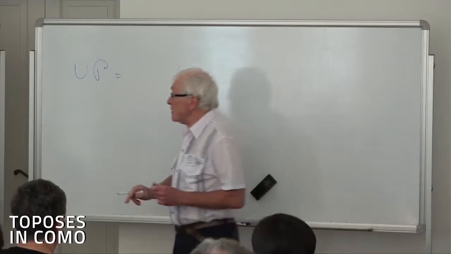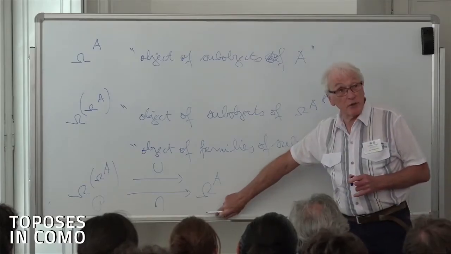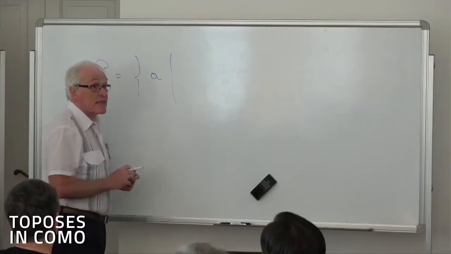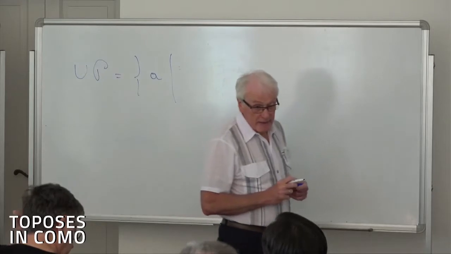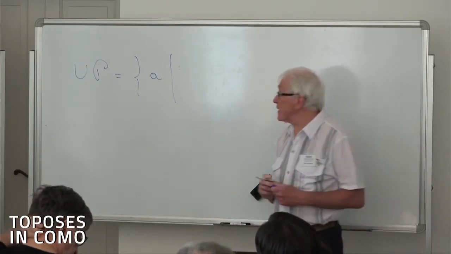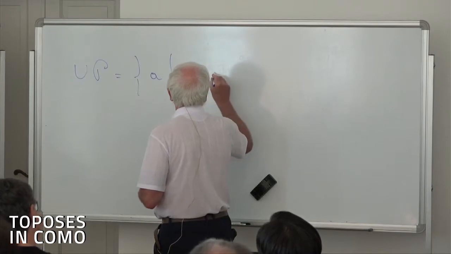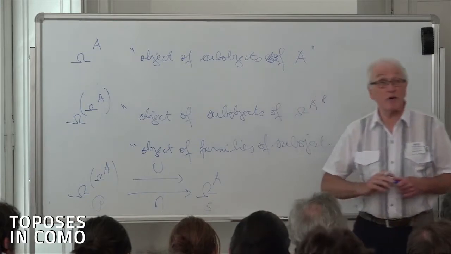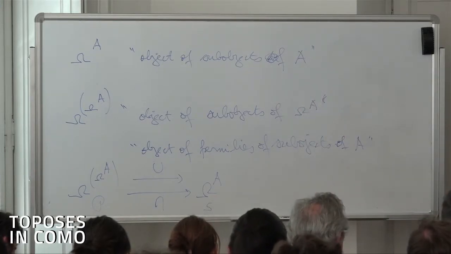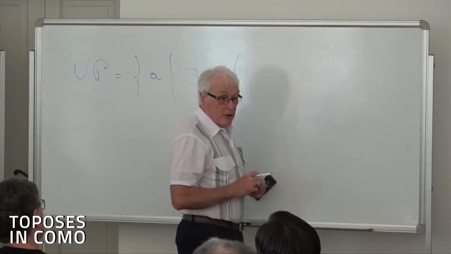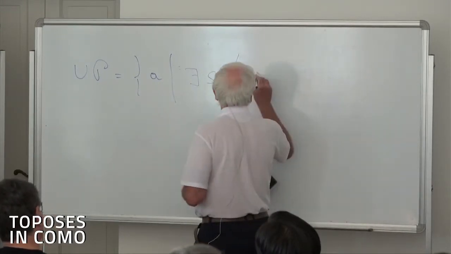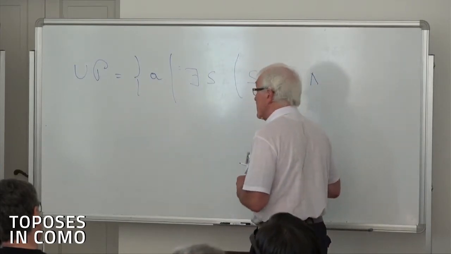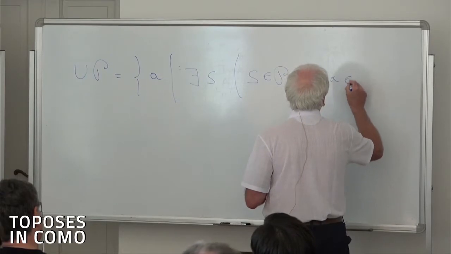It should be a subobject of A. I should give you a term of type A. This is the set of elements A, such that there exists an S. S is a variable of type omega A. There exists an S such that S belongs to P and A belongs to S.